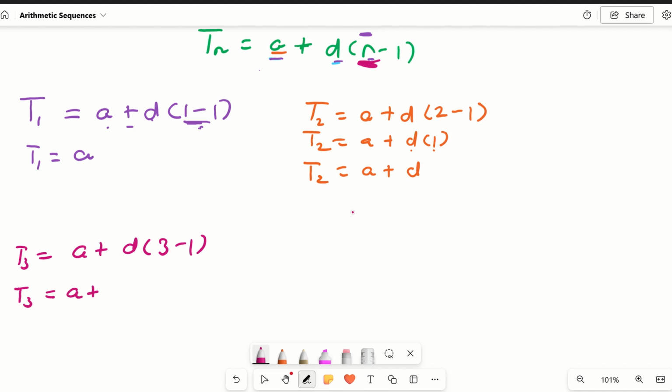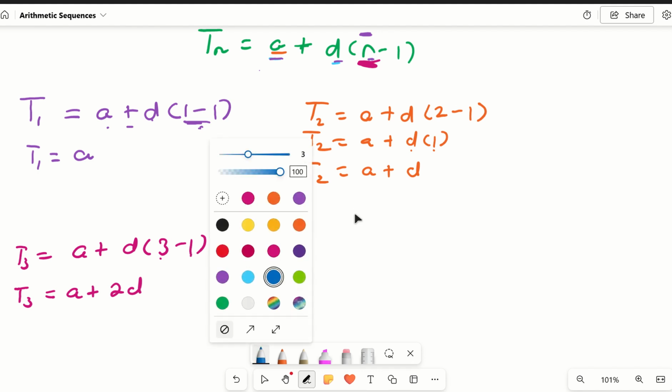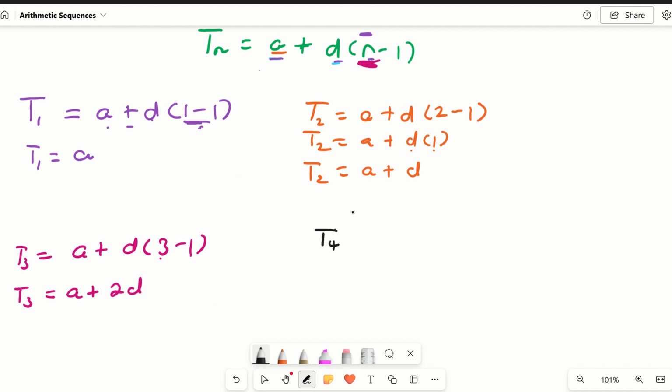This will give us 3 minus 1 is 2, right? So we have 2D. Let us go to T4 and see what happens. Let's use black. Black is beautiful, but this is not the black we are looking for, like pitch black. n is the 4 there.